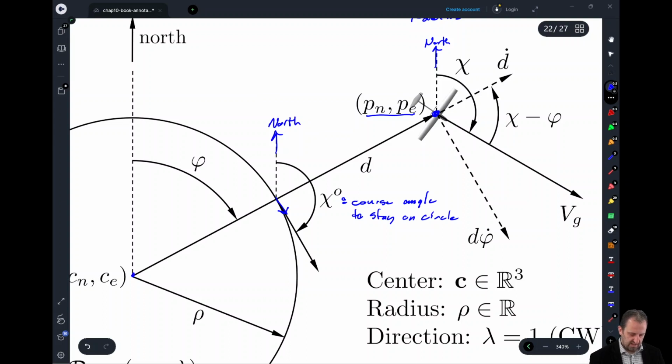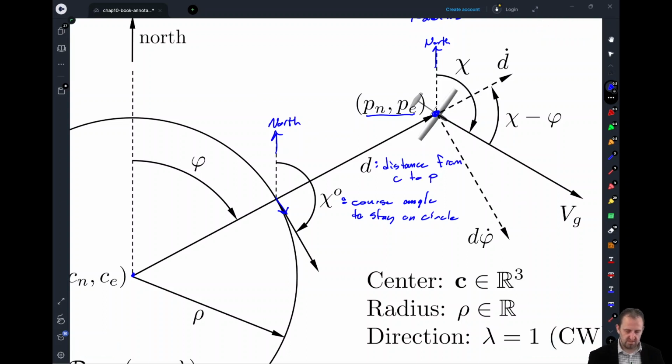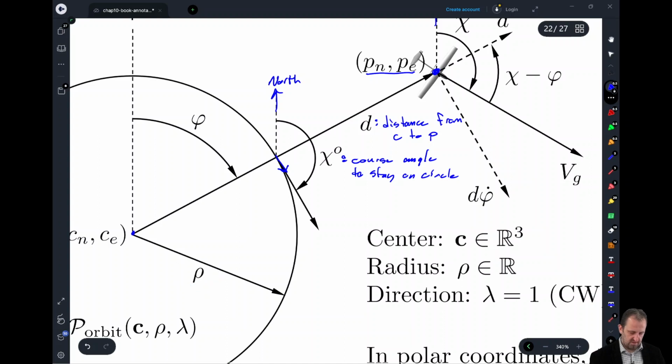We're going to find this vector, this value d, is the distance from C to our vector P. Right, so we have our position, or our distance from the vector. Rho, right here, that's the radius of the circle. Or we could call it also our desired distance.